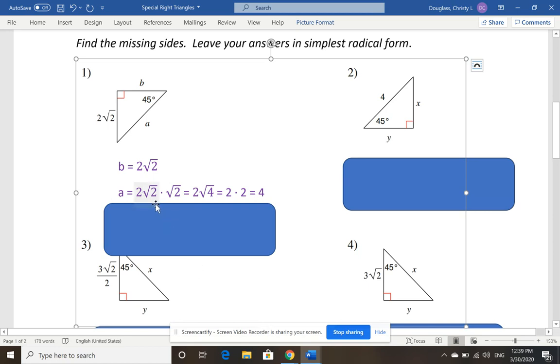And when you multiply 2 square roots of 2 times the square root of 2, you get 2 square roots of 4, because you multiply the 2's under the radical sign. Well, the square root of 4 is just 2. So really, this is just 2 times 2, or 4.